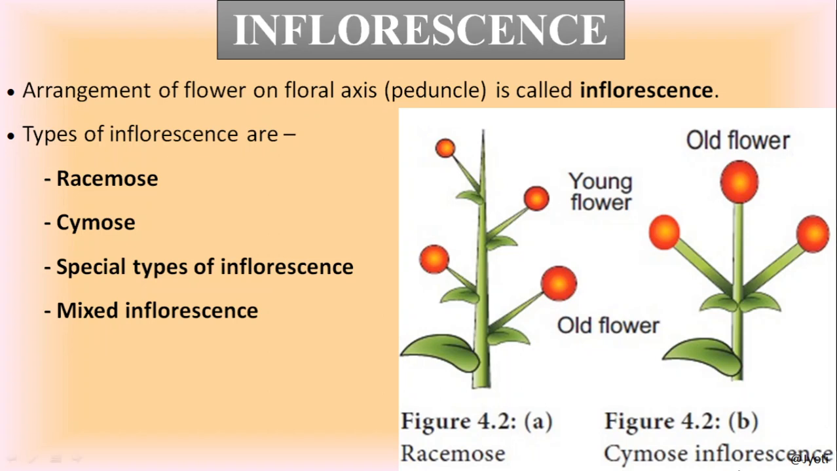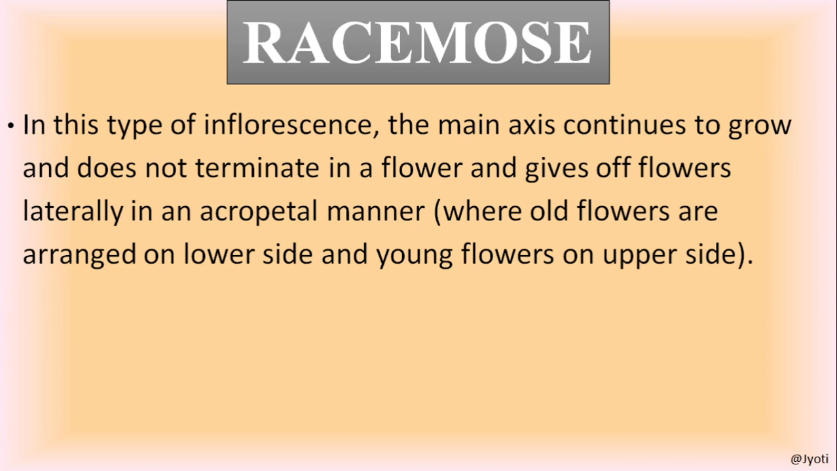Here you can see 2 types of arrangement. In one case the floral axis is not terminated with a flower, but here the floral axis is terminated with a flower. So the flowers are differently arranged. Based on the arrangement of the flowers on the floral axis or the peduncle, the inflorescences are of different types. Let us start with the first type of inflorescence, that is racemose.